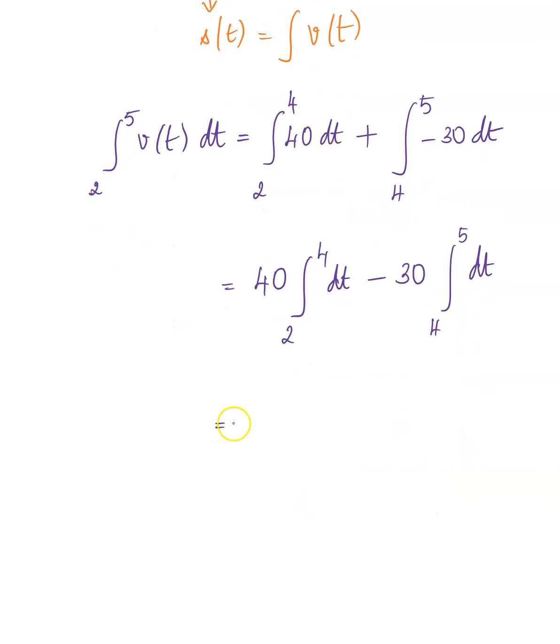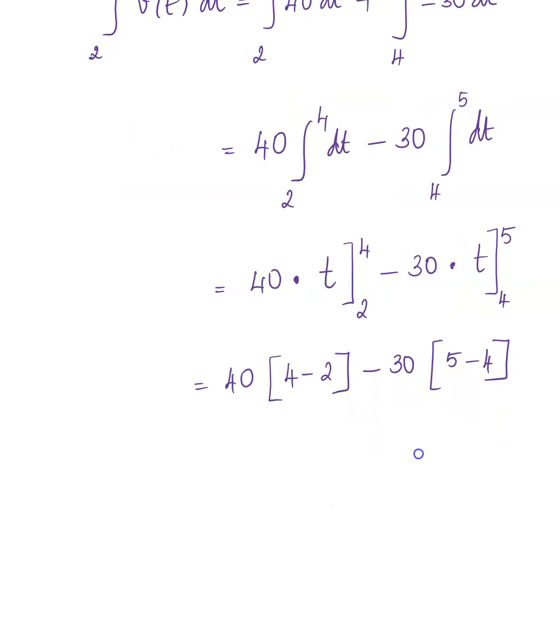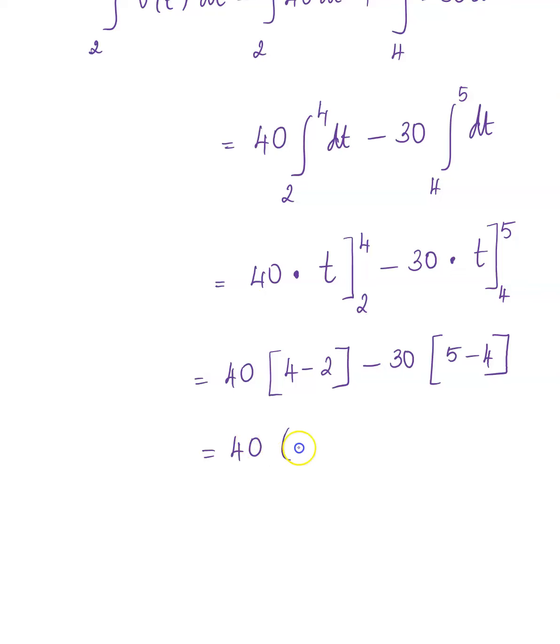Integral of dt is t. So 40 times t with its limits of integration, minus 30. Here again, it's going to be t with its limit of integration, which is 4 to 5. So 40 times 4 minus 2, upper limit minus the lower limit. There's only a t, so it's easy substitution there. 5 minus 4. So this is going to be 40 times 2 minus 30 times 1. 80 minus 30, which is 50.